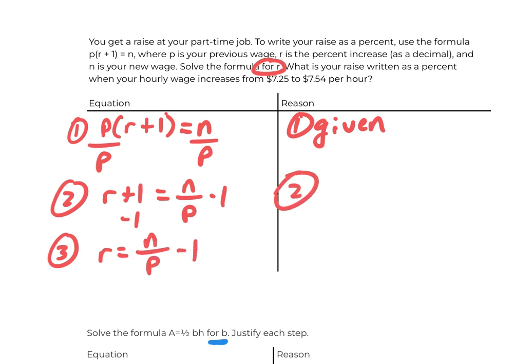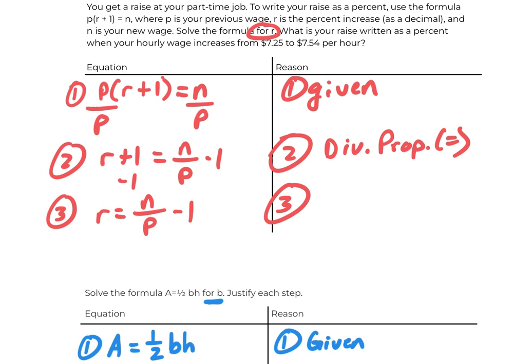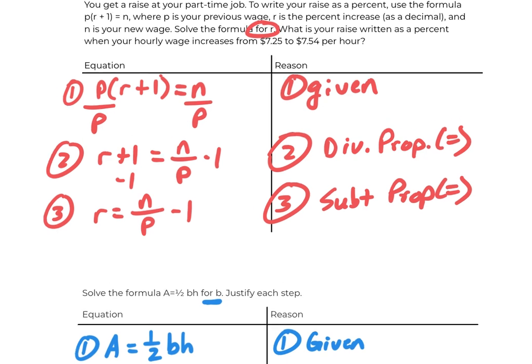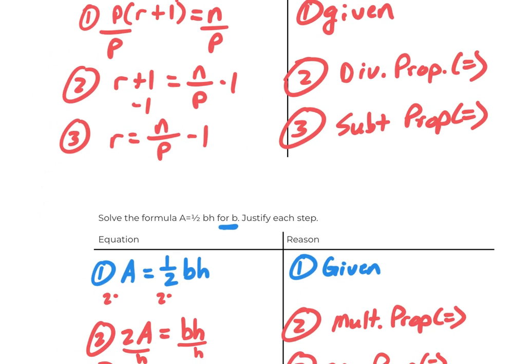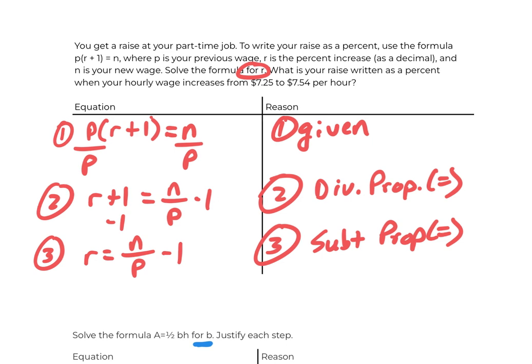Okay, I forgot to write the property over here. On the first step, we did division. We divided by P. On the third step, we subtracted 1. So that would be the subtraction property of equality. But we're not done.